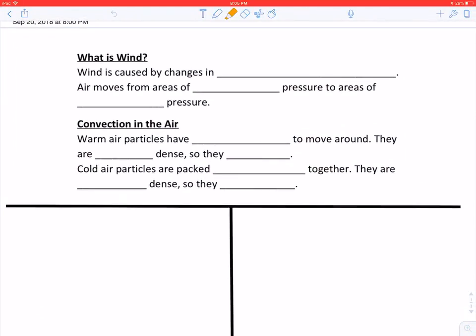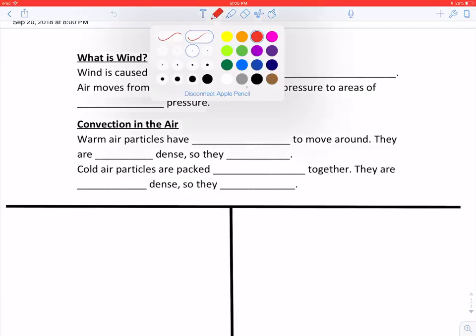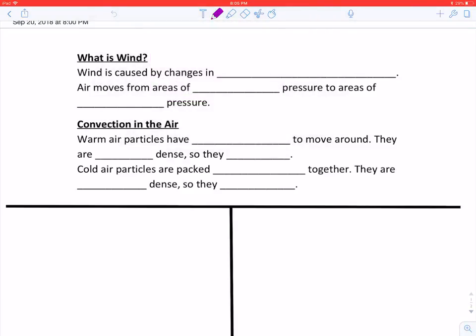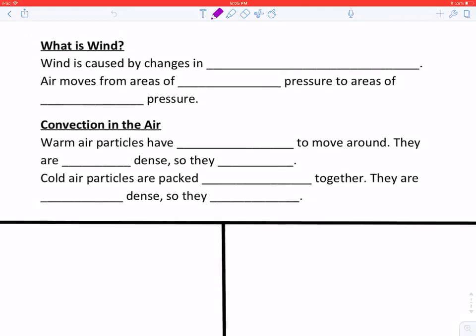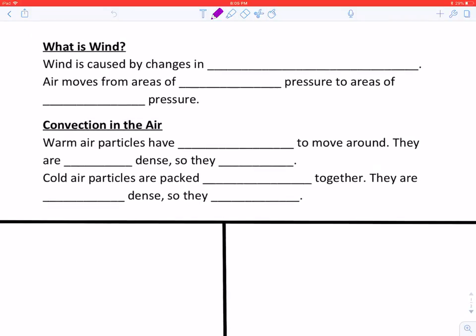Turn to page 9, titled Wind Basics. Okay, what is wind? Wind is caused by changes in air pressure. Air moves from areas of high pressure, we're going to look at what that means, to areas of low pressure, from high to low. Here's that vocab word, convection.